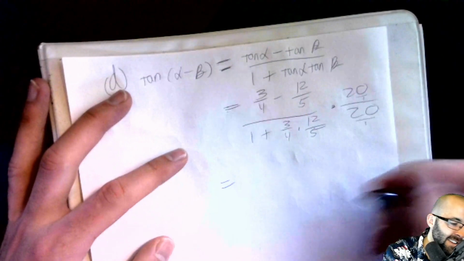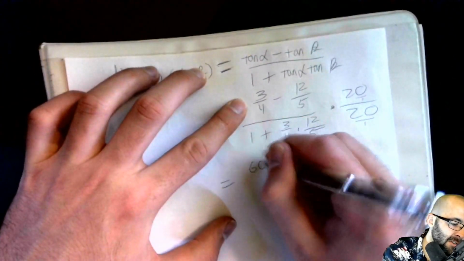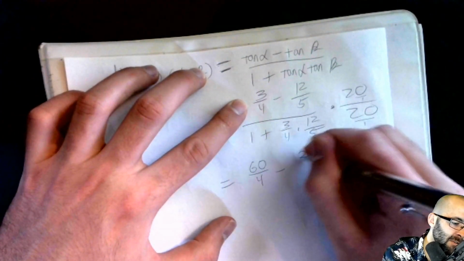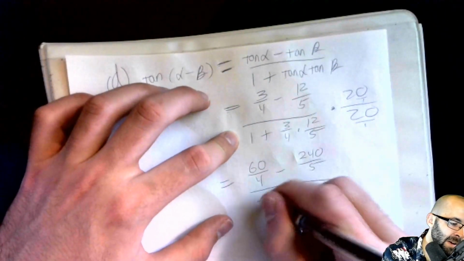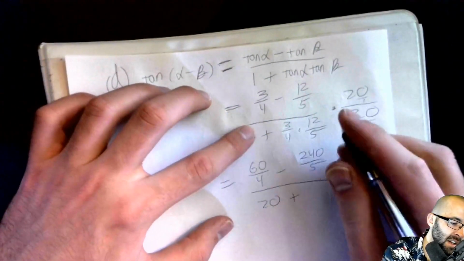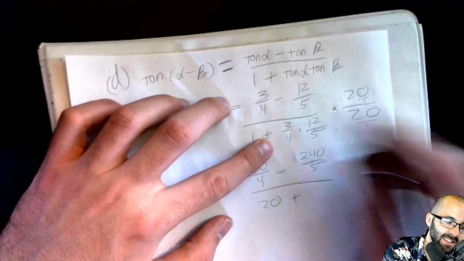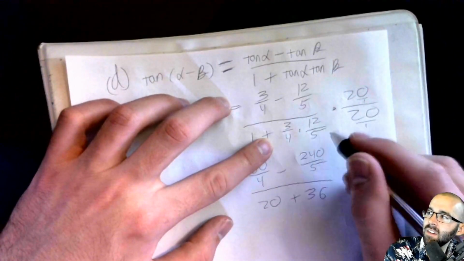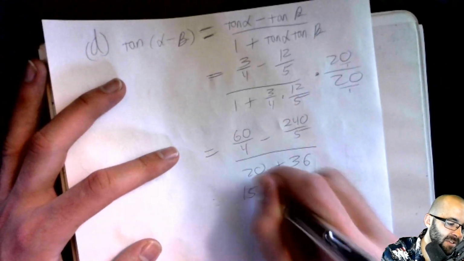So, nothing to do but grin and bear it. This is going to be 60 over 4. We multiply by 20 over 1. Minus 240 over 5. Divided by, distribute on the bottom, 20. Plus, the denominator is 20 here. I'm going to kind of cheat a step. It's just 36. The denominator is going to cancel on this one. All right, and let's just reduce. 60 divided by 4 is 15.